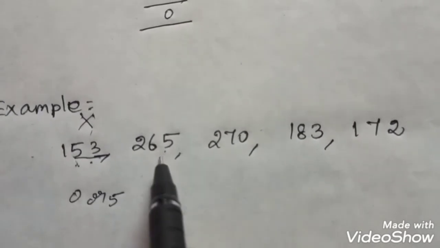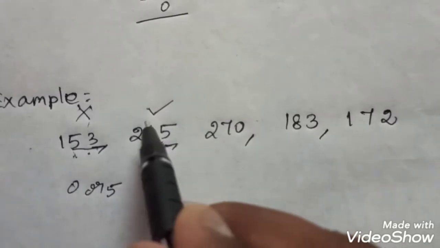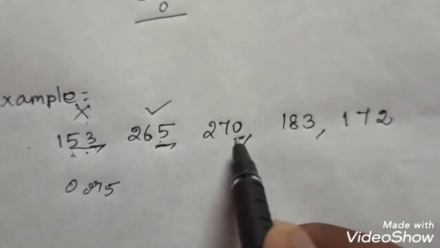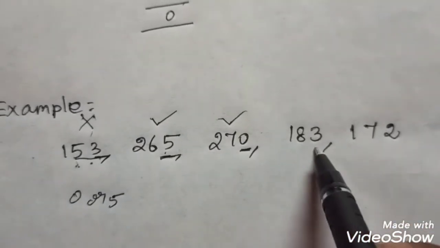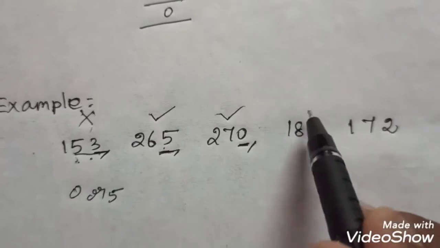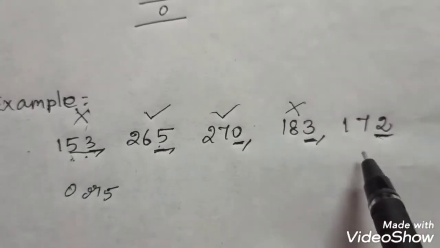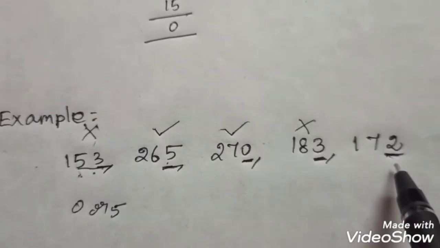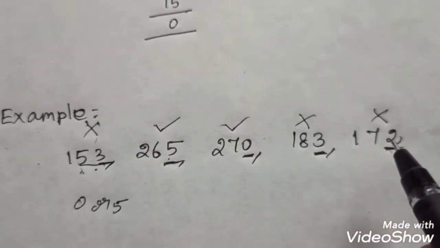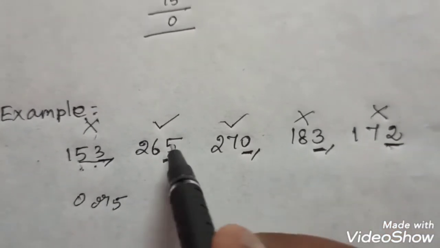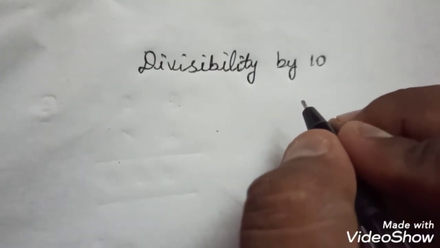The next number ends with 5, so this is divisible by 5. Here a number ends with 0, the unit digit is 0, so this is divisible by 5. The unit digit of 183 is 3, so it is not divisible by 5. The unit digit of 172 is 2, not 0 or 5, so this one is also not divisible by 5. So clearly, a number that ends with 0 or 5 is divisible by 5. Now, children, we will see divisibility by 10.